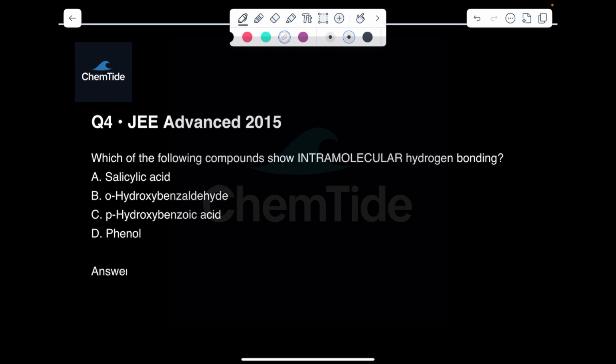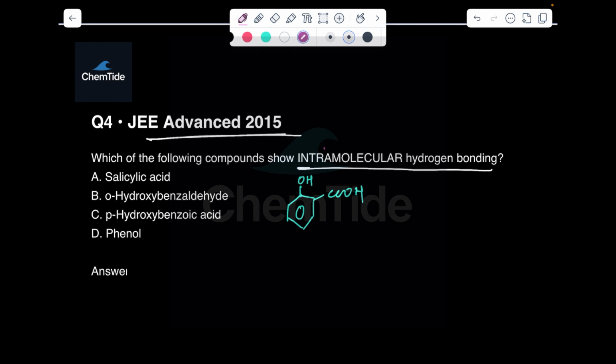Now we have the next question, that is JEE Advanced 2015. Which of the following compounds show intramolecular hydrogen bonding? We have first salicylic acid. Salicylic acid is orthohydroxybenzoic acid, which can show intra. They are asking for intra only, so this can show intra, and that could be the right answer.